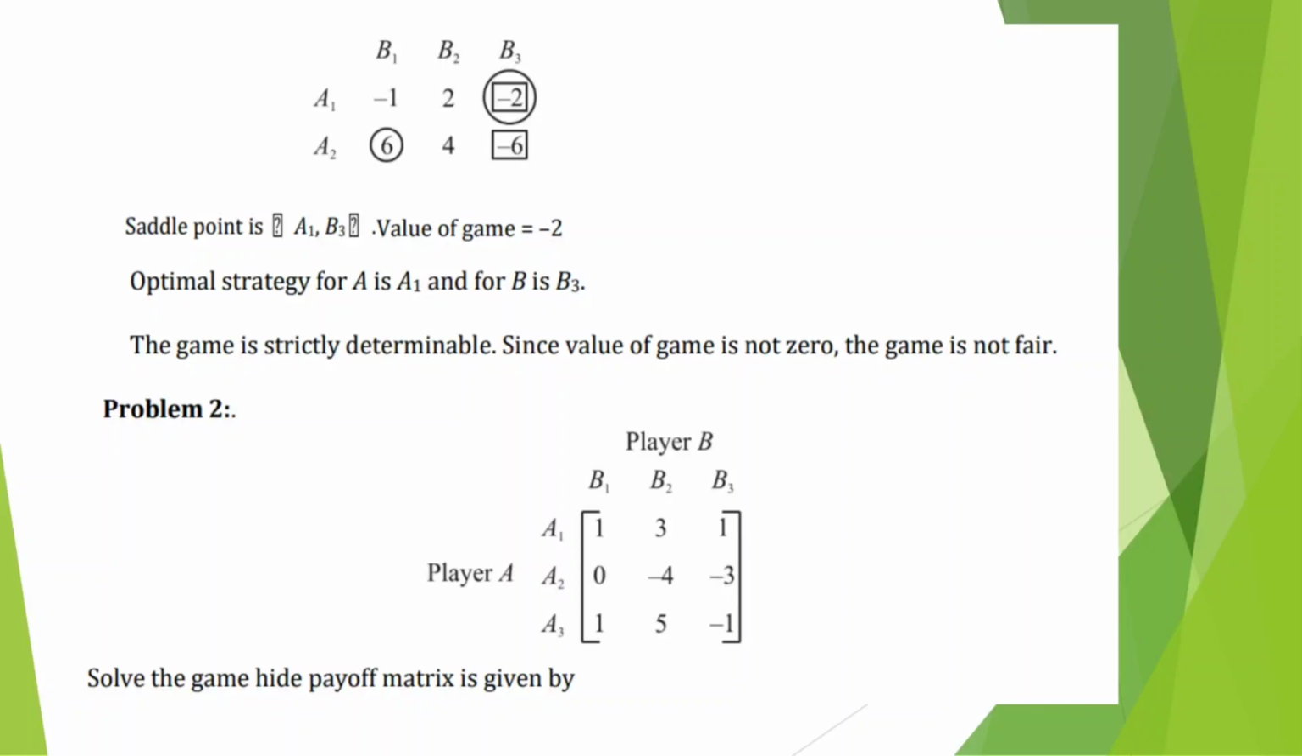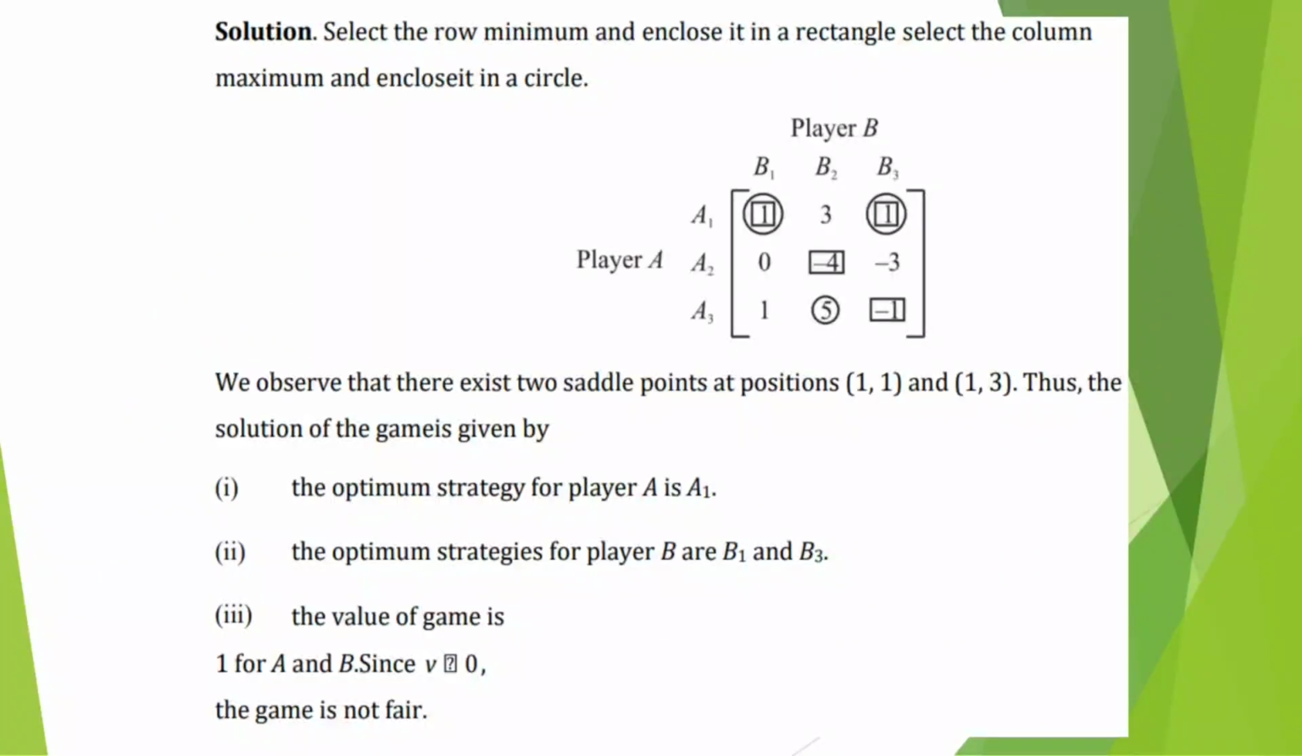Now let us see one more problem. The payoff matrix has been given. So we have to solve the game. That is, we have to find the value of the game. So as usual, we have to find the row minima as well as the column maxima. That is, for rows we have to find the minimum value and column-wise we have to find the maximum value and enclose in circle as well as rectangle.